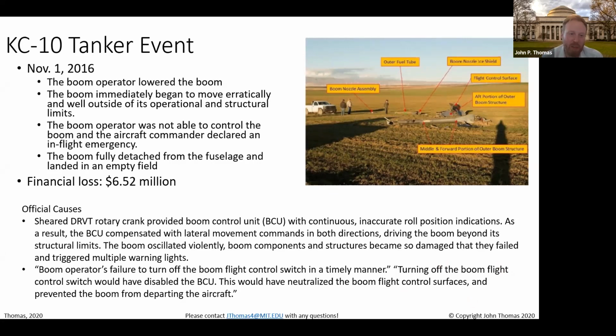Turning off the boom flight control switch would have disabled the BCU, would have neutralized the boom flight control systems, would have prevented the boom from departing the aircraft. So much hindsight bias baked in there. But compare that to the scenario we had. Our scenario actually goes deeper than the actual accident report. It shows why the boom operator would think it's the right thing to do. And we didn't even have the accident in front of us.